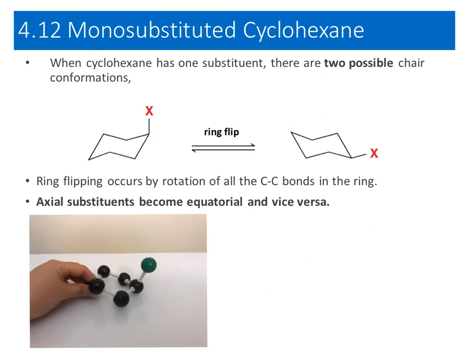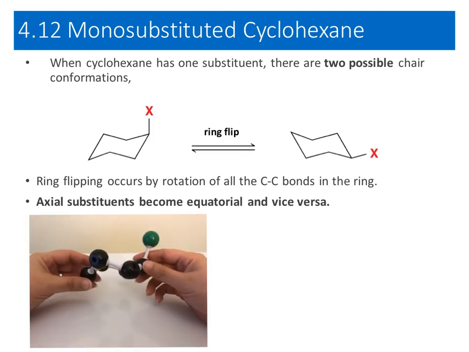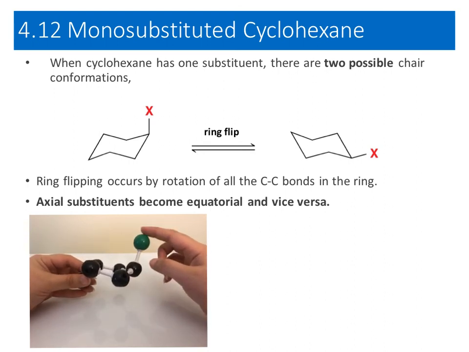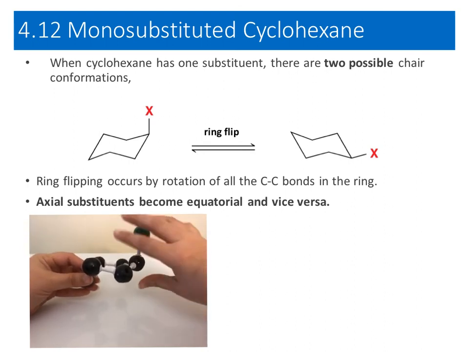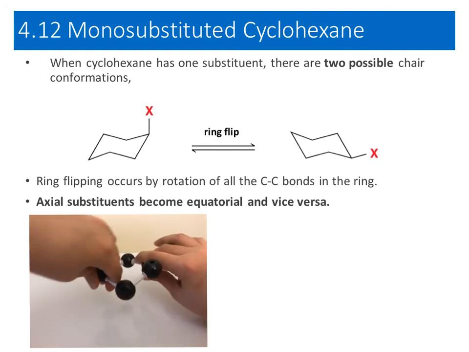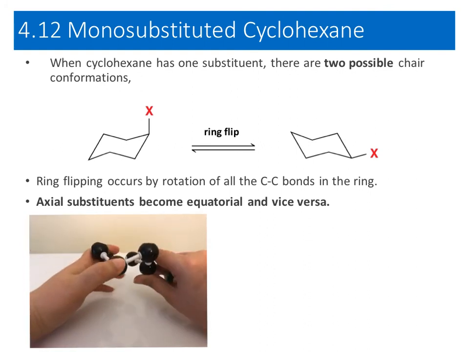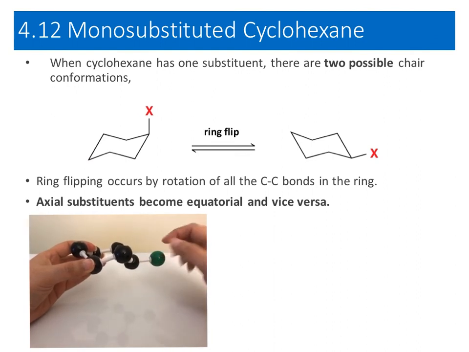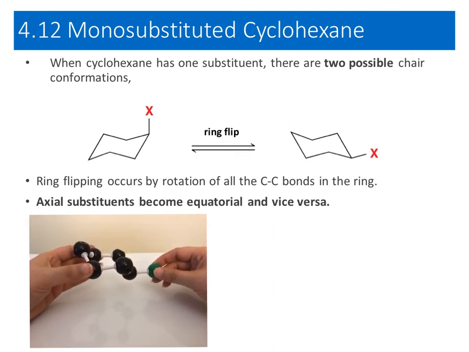So let's look at this model. This is the chair conformation where the substituent is in the axial position. Now upon chair flip, so this is chair flip. Now the position becomes equatorial. The one that was axial becomes the equatorial upon the chair flip.